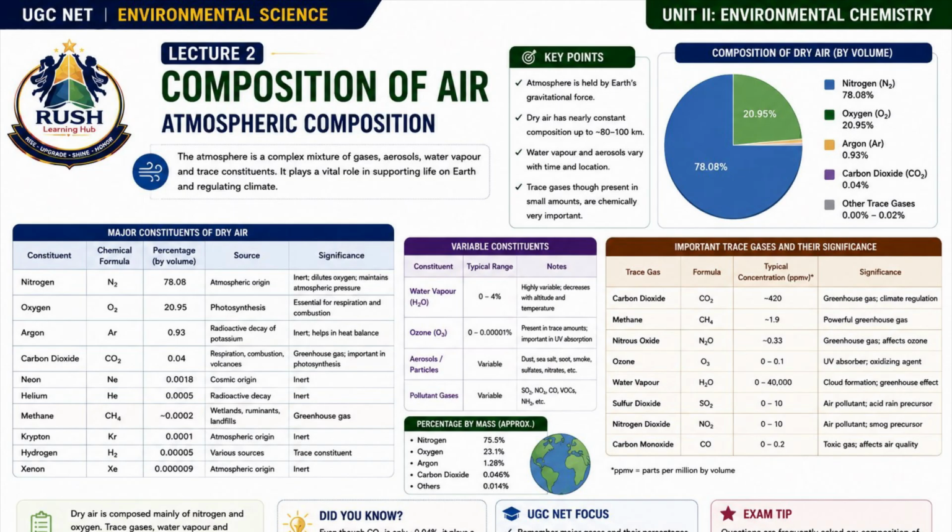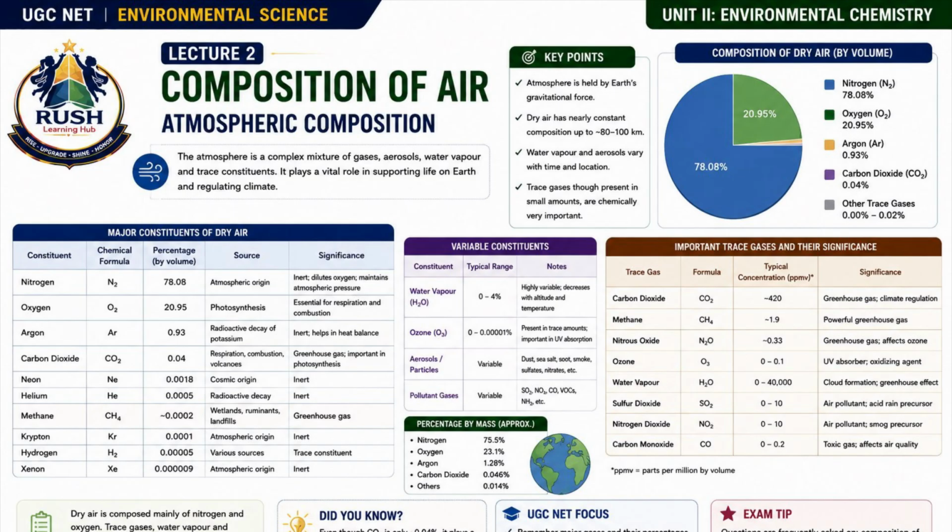Another variable constituent is aerosols and atmospheric particles. These include dust, smoke, pollen, sea salt, sulfate particles, soot, and industrial emissions. Aerosols influence climate, cloud formation, visibility, and human health. Pollutant gases such as sulfur dioxide, nitrogen oxides, ammonia, and volatile organic compounds are also variable atmospheric constituents. Their concentrations depend on natural processes and human activities.